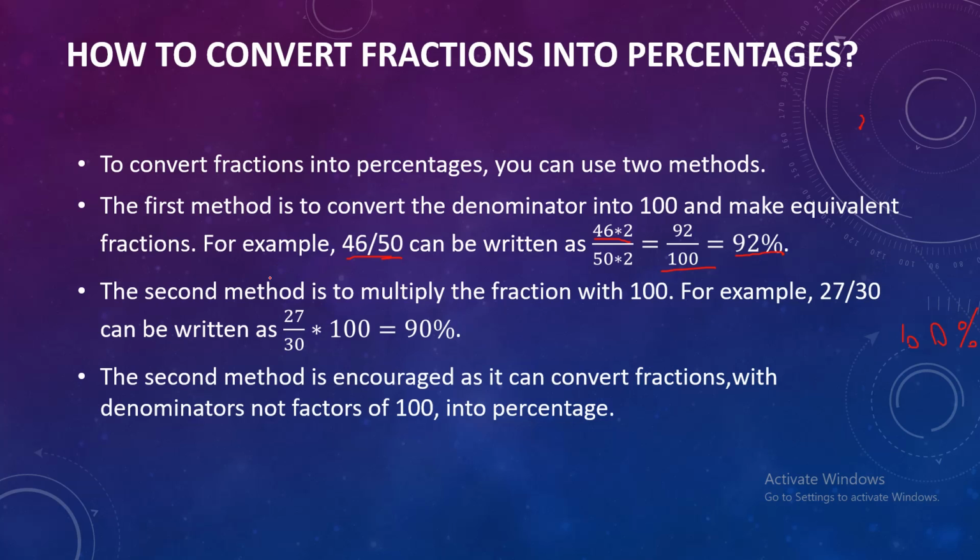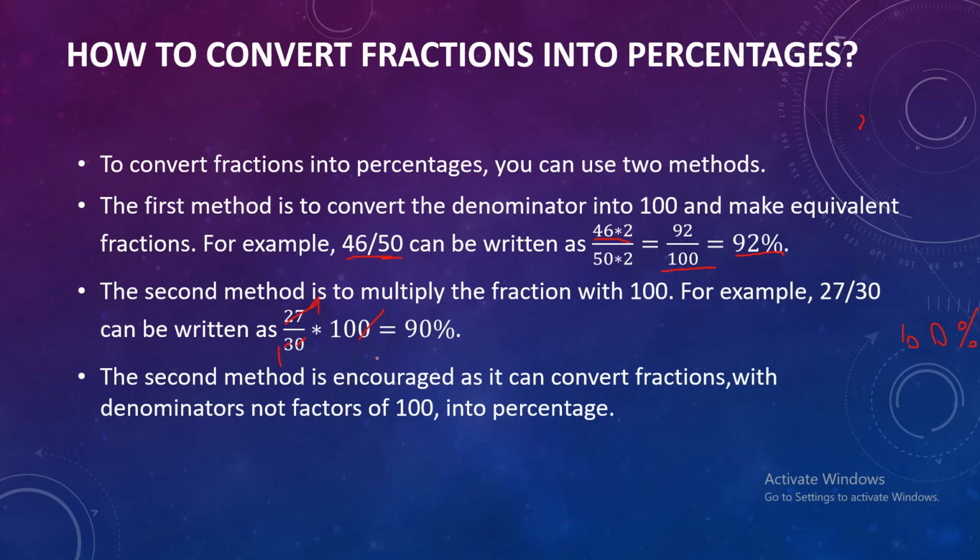And the second method is to multiply the fraction with 100. In the first method we were making the denominator 100, but in the second method we are multiplying the fraction with 100. For example, 27 over 30 can be written as 27 over 30 into 100. So these zeros cancel out. 3 ones are 3 and 3 nines are 27. Then 9 into 10 is 90%.